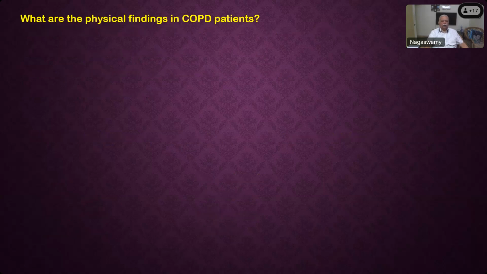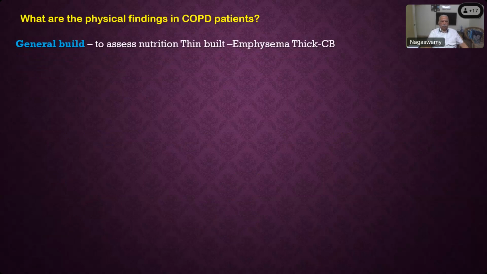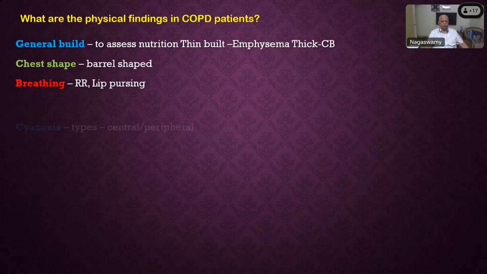So what are the physical findings in COPD patients? Of course, we have seen that earlier. The general build to assess the nutrition: the patient may be thin built in emphysema and thick built in chronic bronchitis. The chest may be barrel shaped. The respiratory rate may be high in the emphysematous patient, and the lips may have the pursing effect. And cyanosis, you may be asked to define.